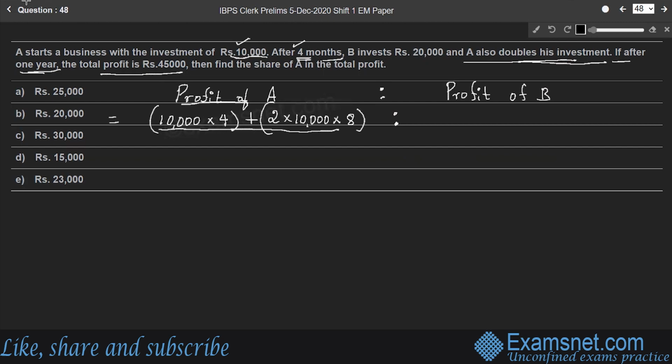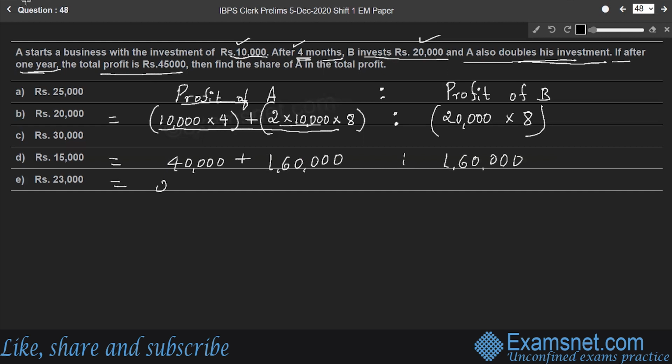Is to profit of B. So his investment is 20,000 for the period of 8 months, because B has invested after 4 months. Therefore, time period becomes 8 months, which is equal to 40,000 plus twice the initial investment. It is 20,000 into 8 is 1,60,000, which is equal to 2 lakh is to 1,60,000. Therefore, 2 lakh is to 1,60,000 is 5 is to 4.